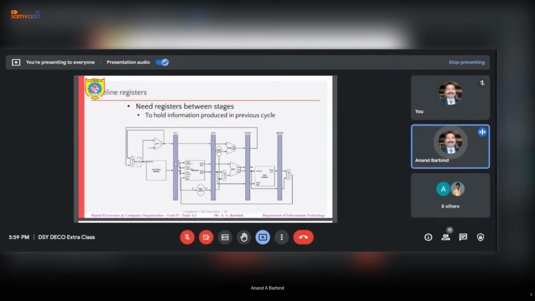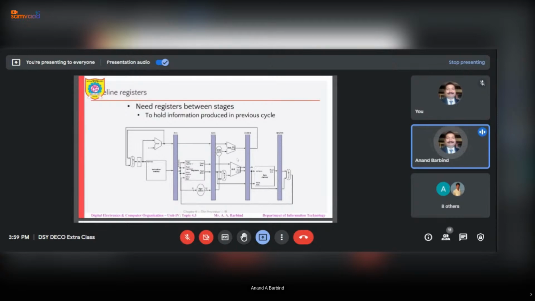So what is the purpose of the register? It will temporarily store the bits. So the IFID register is there at the partition between the instruction fetch unit and the instruction decode unit. Then again, between the instruction decode unit and the execution unit, there is another pipeline register that is called IDEX. So this register will be used here.